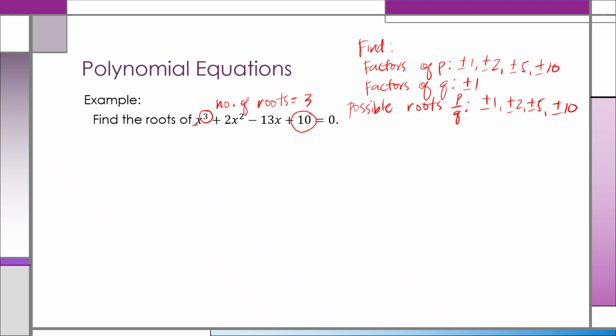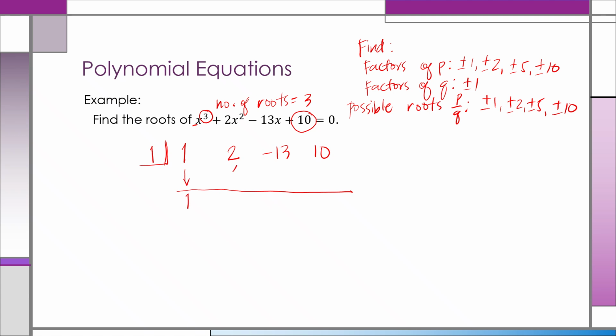Our next step is to use synthetic division. So drop down all the coefficients and constant. So let's write 1, 2, negative 13, and 10. So in the window, first, the smallest possible root, which is positive 1. Then use synthetic division. Make sure that the remainder should be 0. If not, this number on the window will not be the root. So therefore, bring down 1.